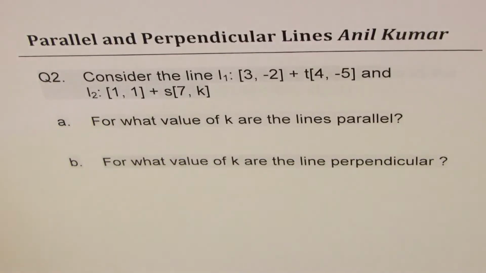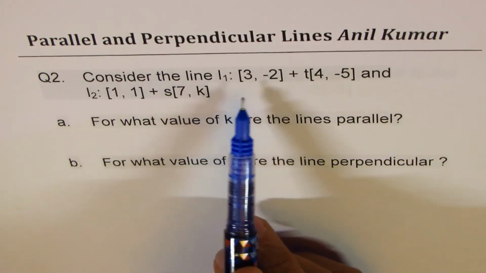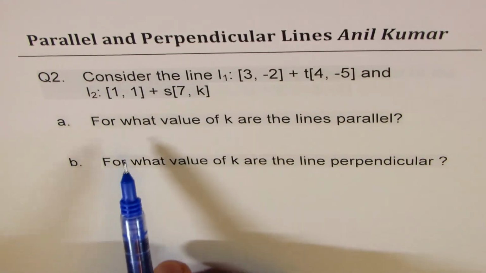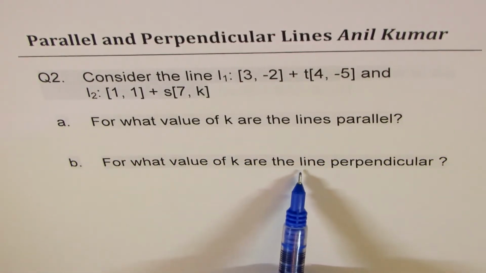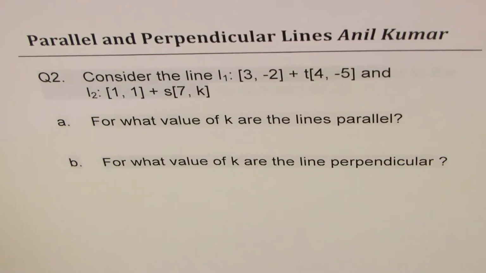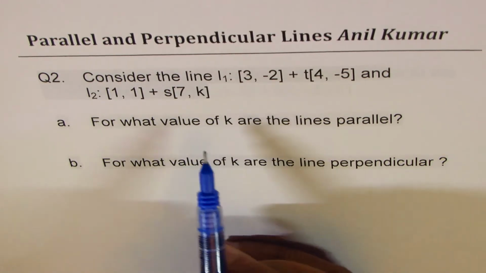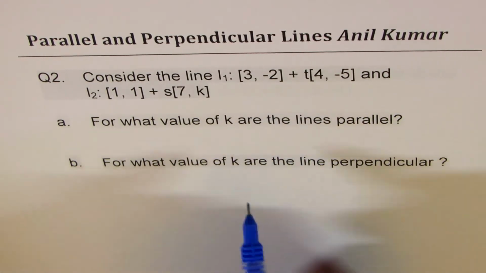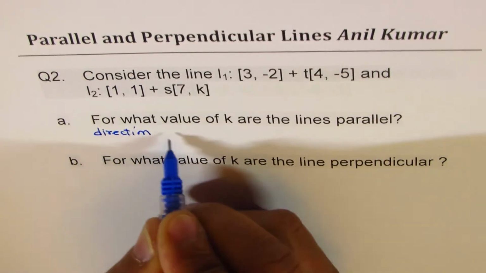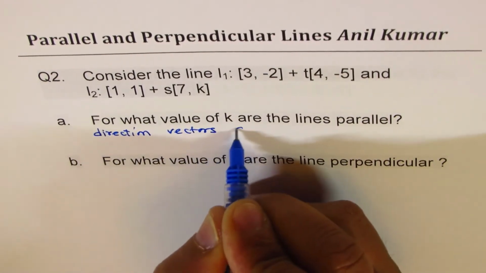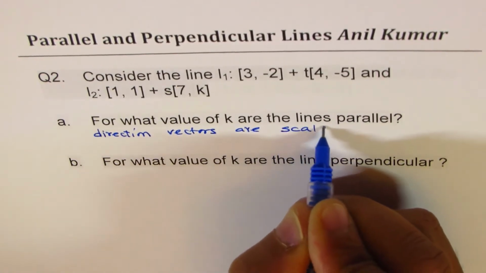Let's move on. Here is question number 2 for us. Consider the lines L1 and L2. For what value of k are the lines parallel? For what value of k are the lines perpendicular? Now this is a very important question from a test point of view. You can pause the video, try it out, and then look into my suggestions, right? So when we say parallel, it means scalar multiples, so that means the direction vectors are scalar multiples, right? Very important.